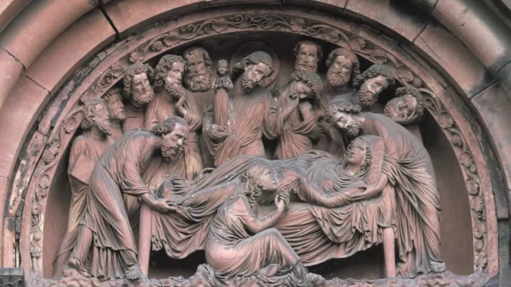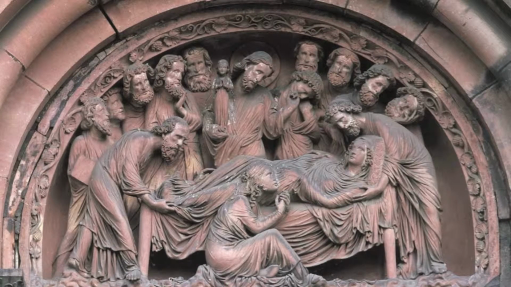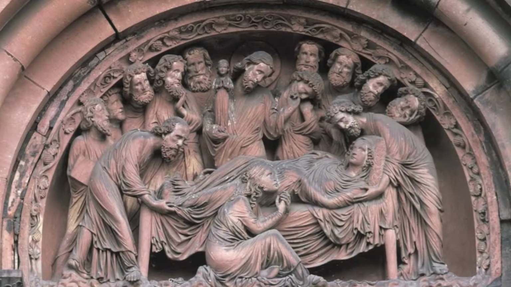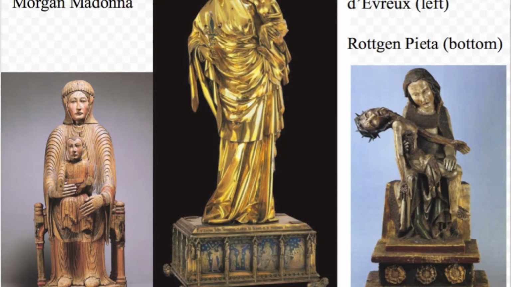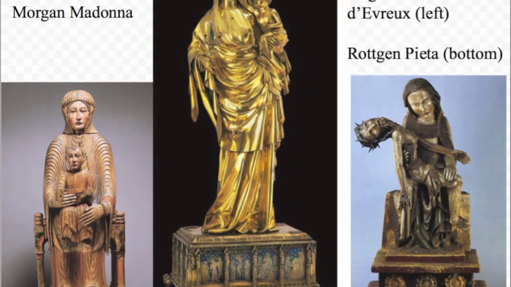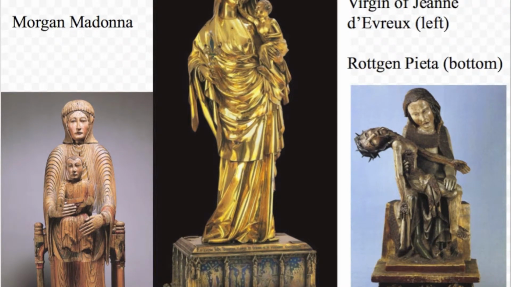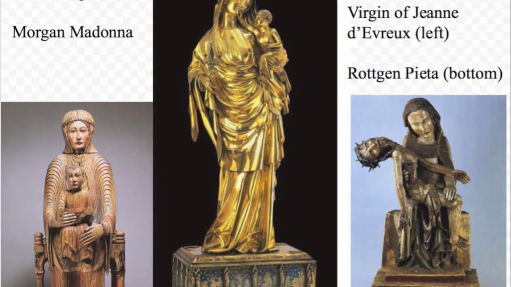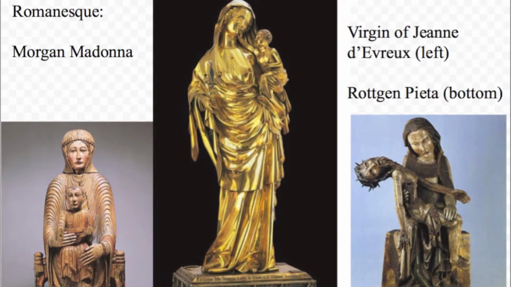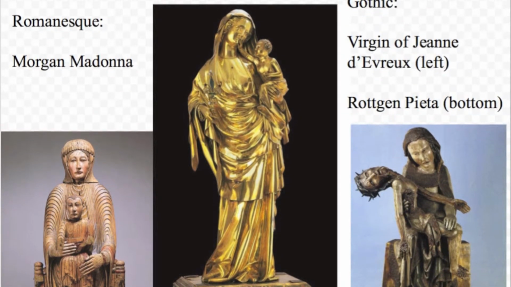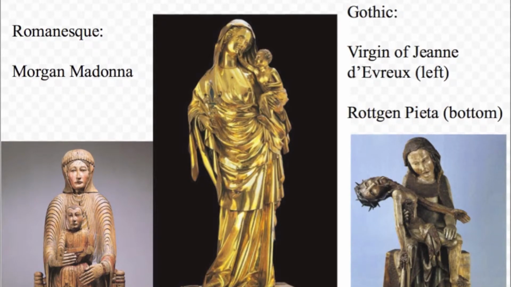Gothic figures are often characterized by an S-shaped curve. This can be seen in the Gothic illuminated manuscripts as well as Gothic sculpture. Romanesque sculpture was a lot more rigid. As you can see, the subject matter in Romanesque and Gothic art is very similar, yet they look so different. The Romanesque Madonna and Child is very stiff, while the Gothic Madonna and Child and Pietà show more emotion.